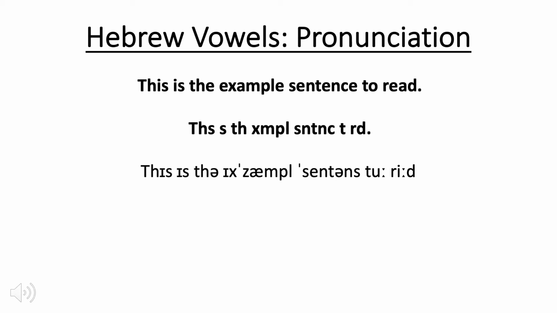So even if we didn't know vowels and had no vowels, if we had this pronunciation guide, we would still be able to read the sentence. This is the example sentence to read, reading it the way that it's pronounced here.